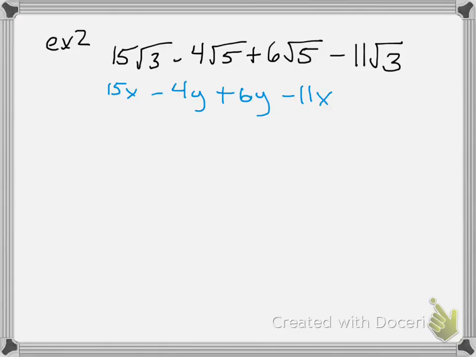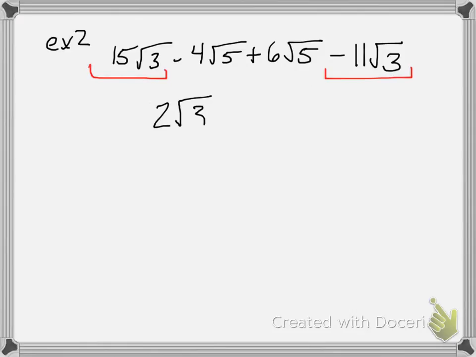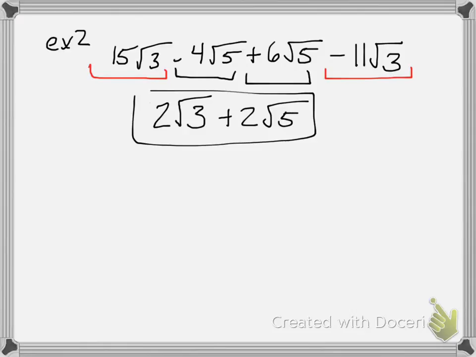Now, how would you combine it with two different variables? Well, you combine your like terms. 15x and negative 11x gives you 4x. Negative 4y and 6y gives you 2y. It is exactly the same with radical expressions. You combine your like terms, and 15 square root of 3 and negative 11 square root of 3 gives you 4 square root of 3. Negative 4 square root of 5 plus 6 square root of 5 gives you 2 square root of 5. And that's your final answer.